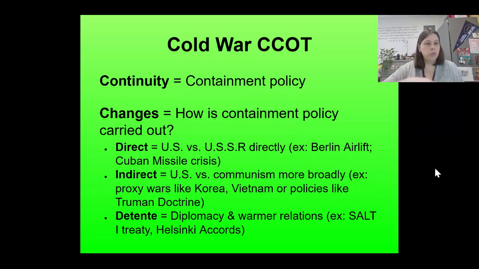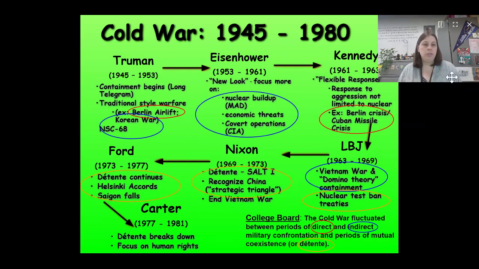Here's another way of looking at this fluctuation: direct, indirect, and détente. So this is our Cold War presidents who fall inside of this time period, so everybody through Carter. And what I've done on here is circled all of the things that I would consider direct in red. You can see Berlin Airlift right there, for example. All the things that I would consider indirect, more in blue. And then the détente stuff in orange.